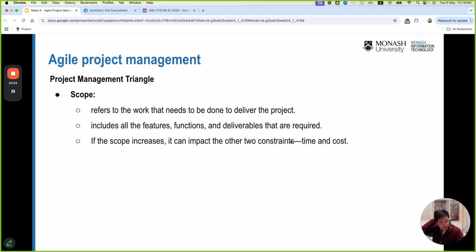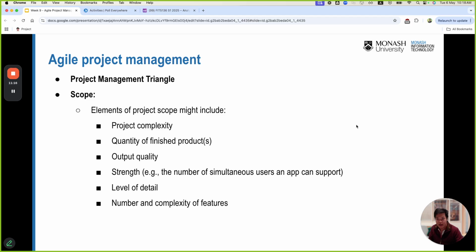So in terms of the scope, basically it includes everything: the features, the functions, the deliverables, that kind of thing. Whenever the scope is increased, it will impact the other two constraints, which are the time and the cost. Let's say today we have to develop 4 features. Tomorrow we get assigned another feature, so it will impact the time and the cost. Okay, does it make sense?